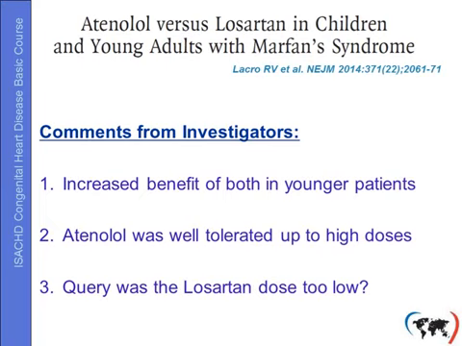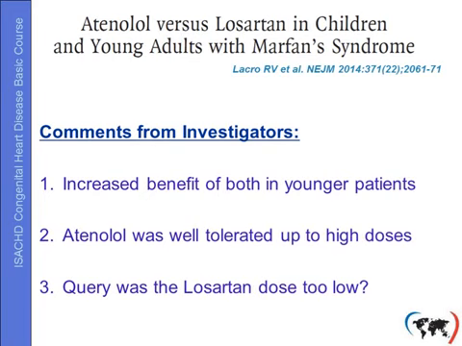And I think as a group of investigators, some of our most important comments in interpreting the significance of this trial included that 1, there appeared to be an increased benefit of both drugs when used in younger patients, 2, that atenolol was well tolerated up to high doses, and 3, perhaps that the losartan may have been more effective if used in higher than standard doses, as we do now often in clinical practice for more severe Marfan syndrome and Loeys-Dietz syndrome patients.